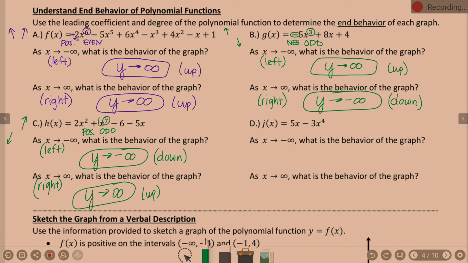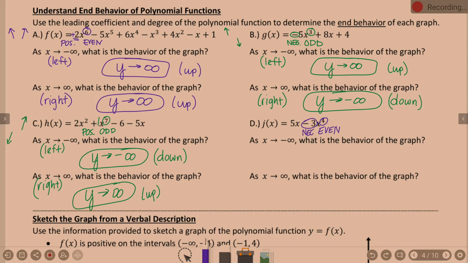Okay, one more in this section. J of x is 5x minus 3x to the 4th. What's my degree? Even. It's even because it is the 4. Are they trying to trick you again? No. You didn't fall for it this time, right? It's an even degree. What kind of coefficient? Negative. It is negative.